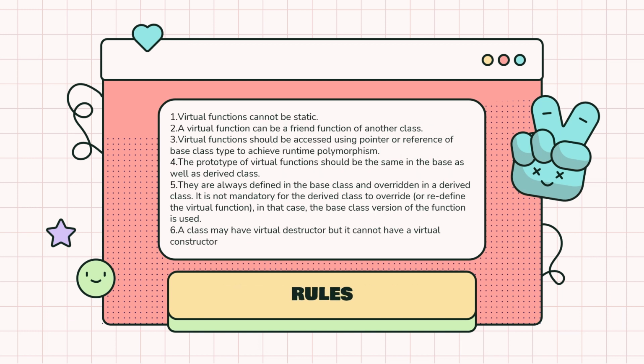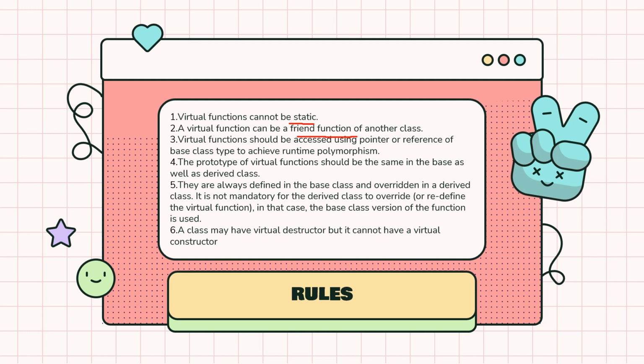Moving forward, we have some rules of virtual functions. It cannot be static, and a virtual function can be a friend function of another class. Obviously we have inheritance properties in the virtual function, and there are friend function properties also. A virtual function can be accessed using a pointer, as I said previously, we use a pointer for calling virtual functions.